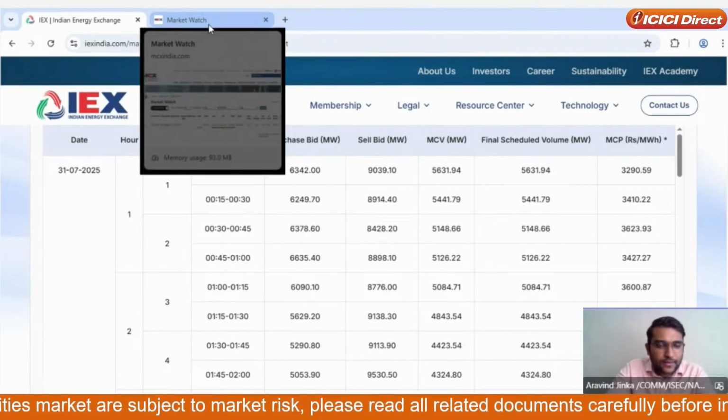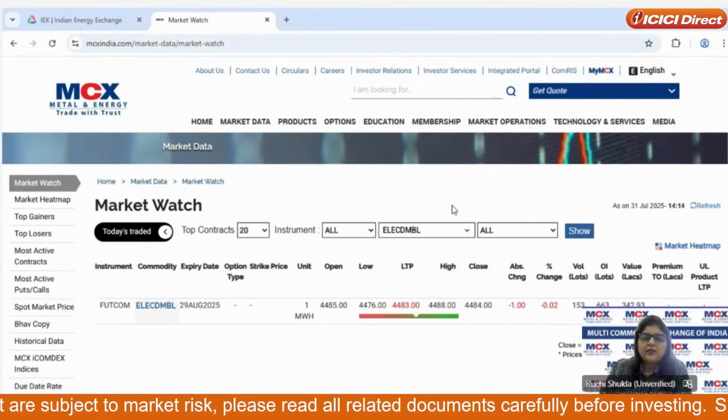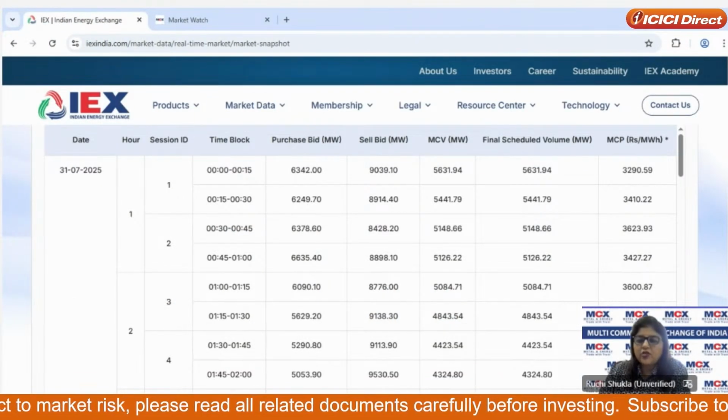So parallelly, Arvind, just yes, 1 sec please, be on that side. I'll just add to it. Yeah, so this is the MCP, the last column which you are showing.